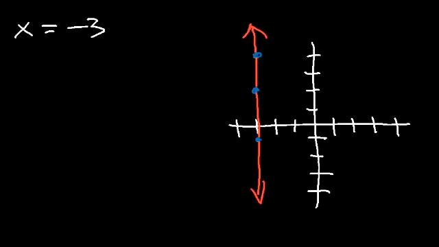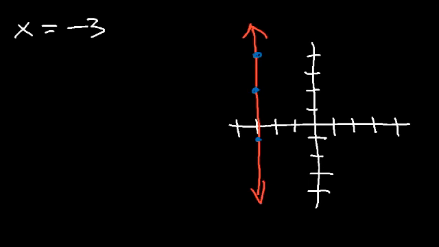Now, what is the equation for this line? So notice that it's a vertical line. And at any point on this line, the x value is always negative 3. So thus the equation is x is equal to negative 3. Now, what is the slope of a vertical line? The slope of a vertical line is always undefined because the denominator will always be 0.